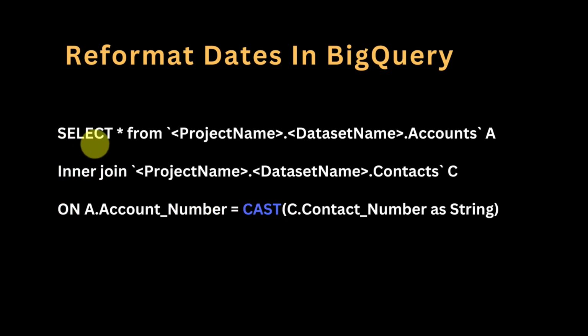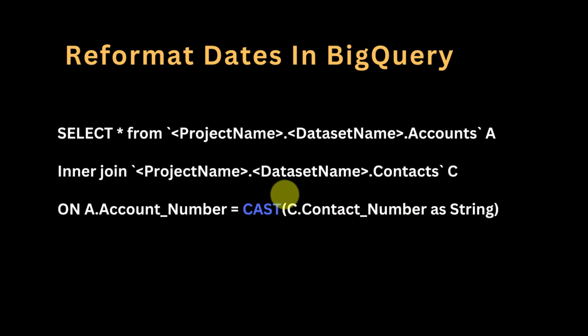So we have select star from our first table, accounts table, inner join our second table, which is the contacts table, and then we put on a.account_number equals to cast open parentheses c.contact_number. So the contact number field is the field which has an incompatible data type, and the data type is different from the data type of the account number field. That's why we're applying the cast syntax to the contact number field.